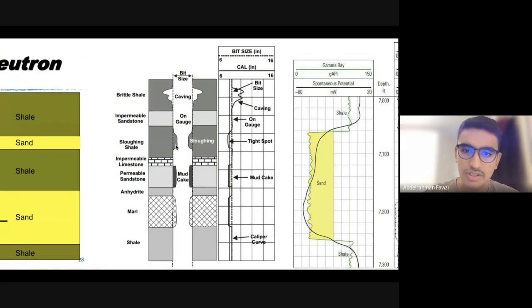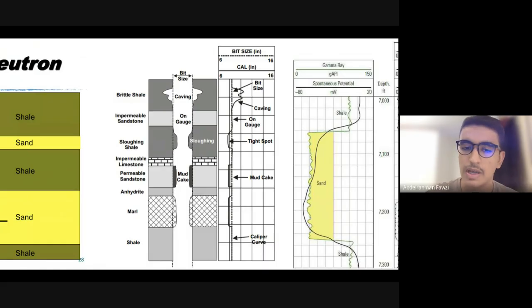You also have it in shale. It doesn't really mean anything, but it tells us something very important. The certainty of our readings cannot be assured. So if you have a mud cake here and you have gamma ray readings, you cannot be very sure whether or not it is shale or sandstone.